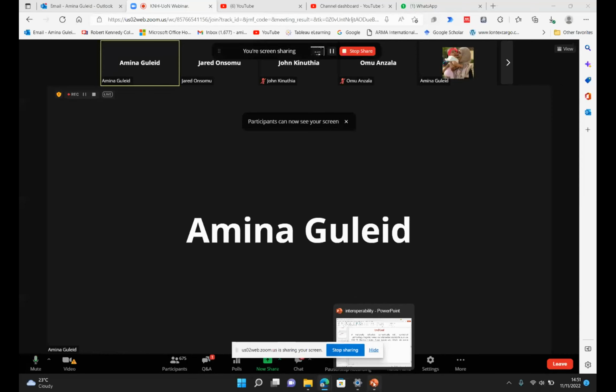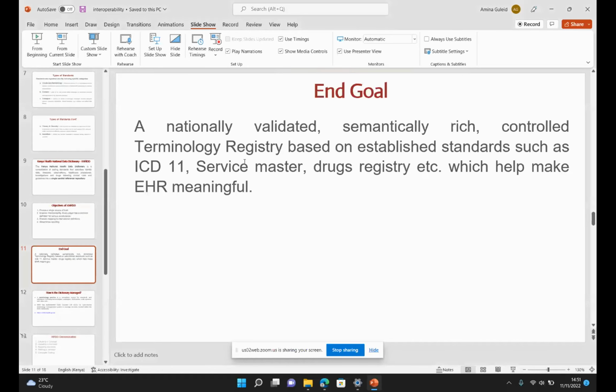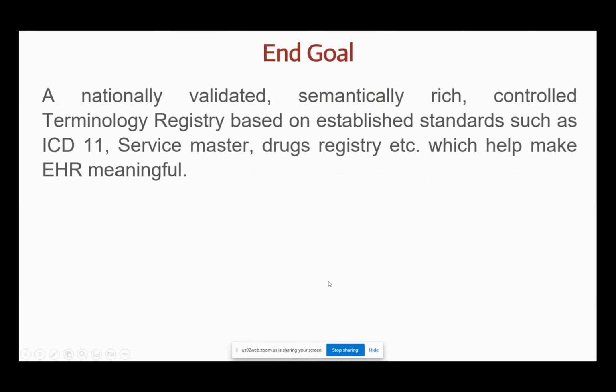Stop the slide from your end, Daktari. Hello, Doc. I'm here. Maybe somebody had interrupted it, but I think you can see it now. Yeah, thank you. Yes, if you could move to the next slide.